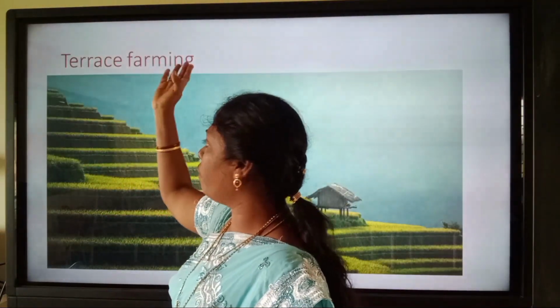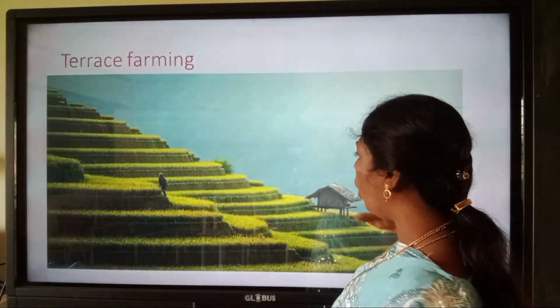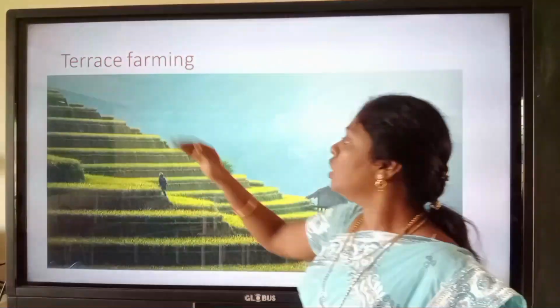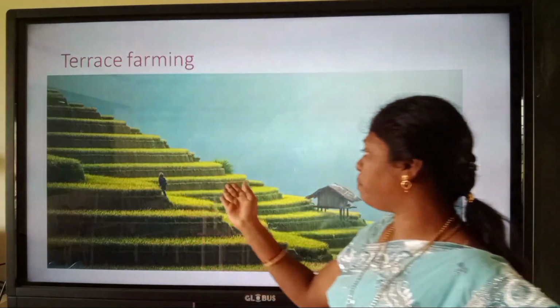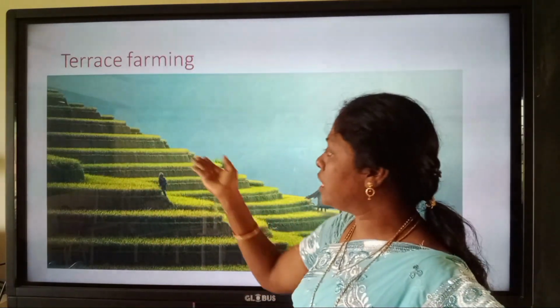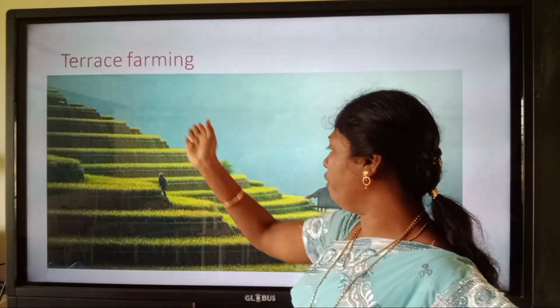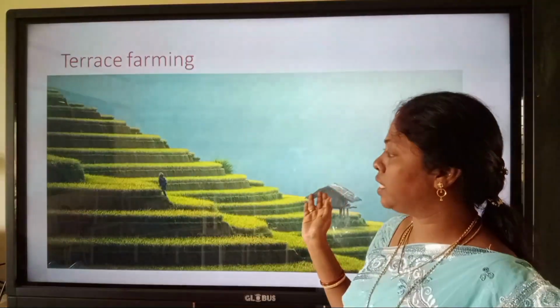And terrace farming is the next method. Can you see this? This is a sloping region. That is, in the mountain we have a sloping region. In this region we can cut the area like steps. So this is called terrace farming. In this, the water will not move very fast so that it will not wash away the soil particles.